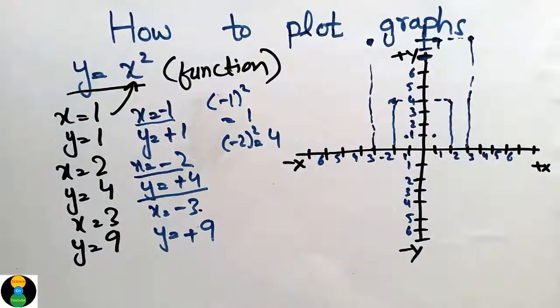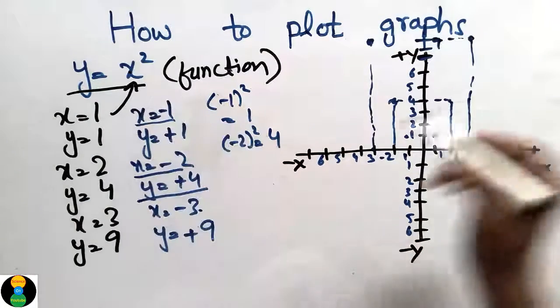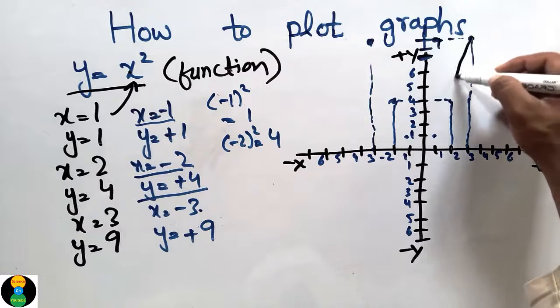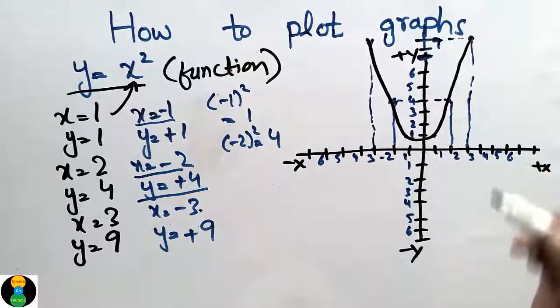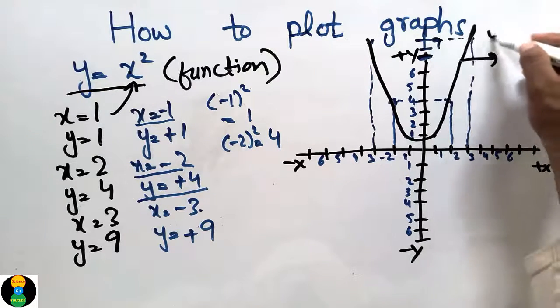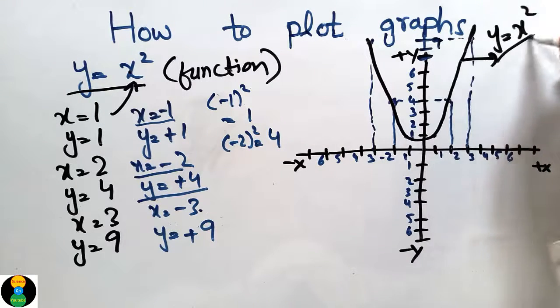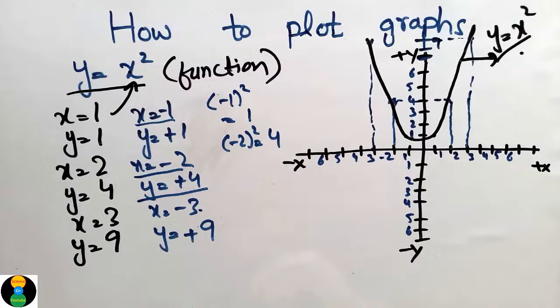So now joining these points, we will get the graph of y is equal to x squared. So joining, this is the first point, this is the second point, this is the third point, and then again first point, second point, and third point. So this is the graph of the y is equal to x squared function. So you can plot the graph of different functions.